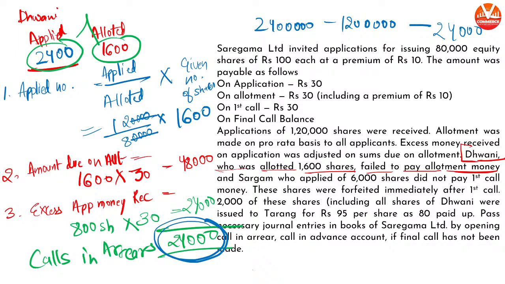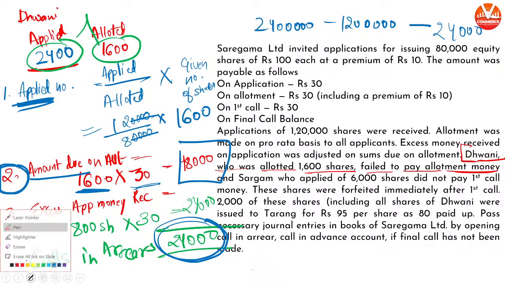So this is the working note of those three steps. First, we have calculated applied number of shares. Applied number of shares will be equal to applied divided by allotted multiplied by given number of shares. So 1,20,000 divided by 80,000 multiplied by 1600, your applied number of shares are 2400. Then second step is to find out amount due on allotment. So on allotted number of shares, allotment will become due. So 1600 multiplied by 30, allotment due is 48,000.